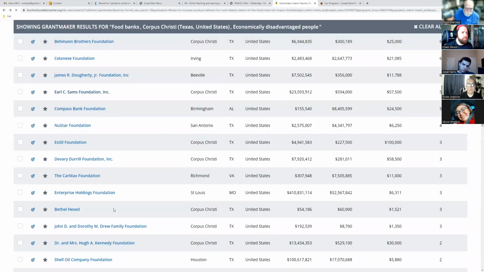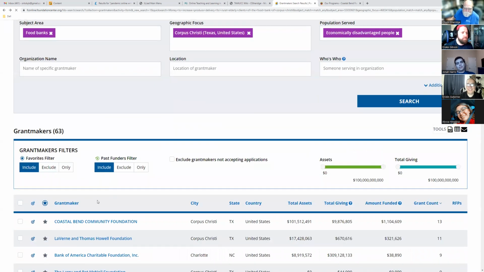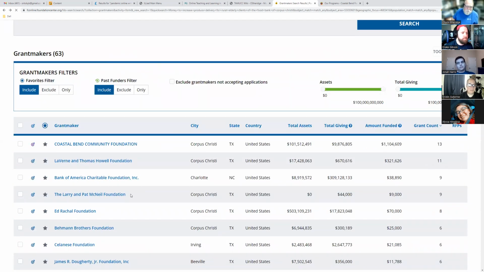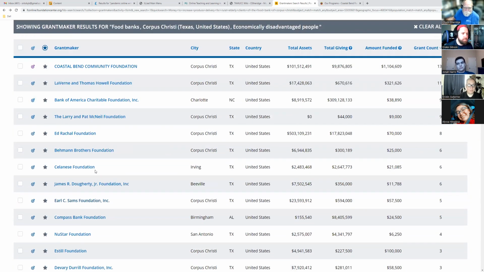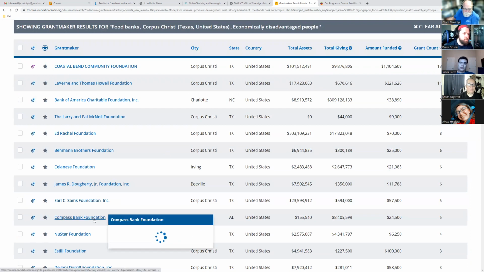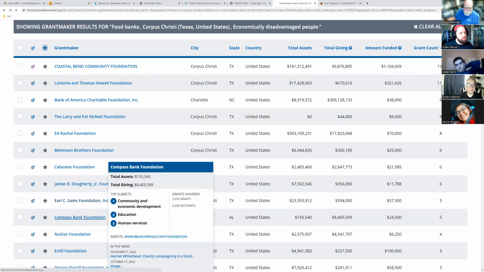And again, I know this isn't exciting, but grant writing is not hard. It's just a lot of hard work. And successful grant writers are the people who are willing to do the legwork, to look through the extra sources, look for the research, and get the writing done. So we were at SAMS. Let's go to Compass Bank Foundation as well. Okay.